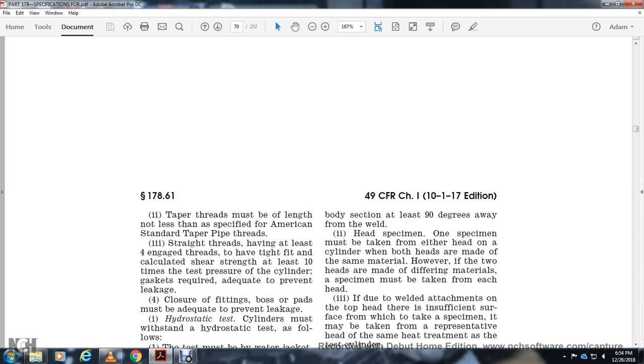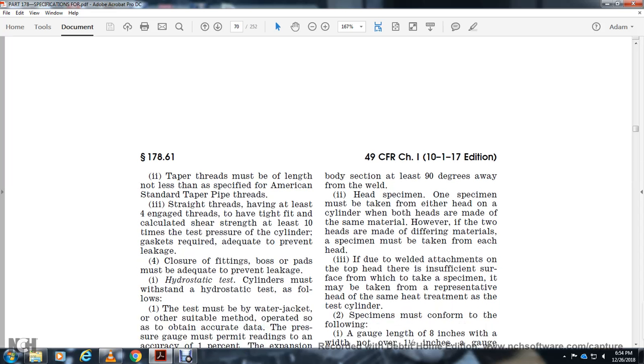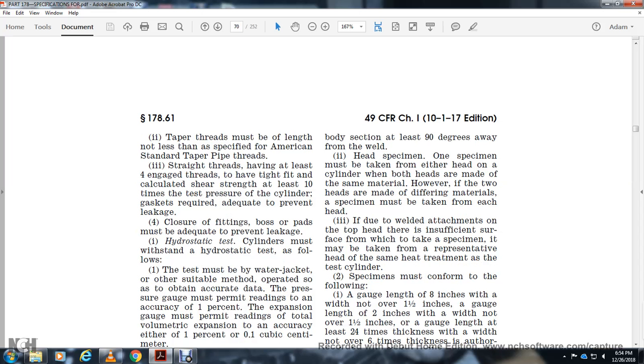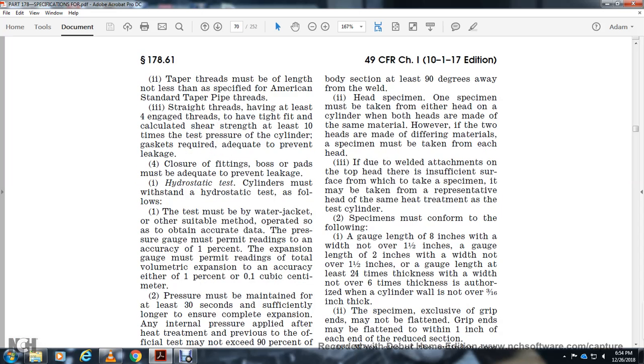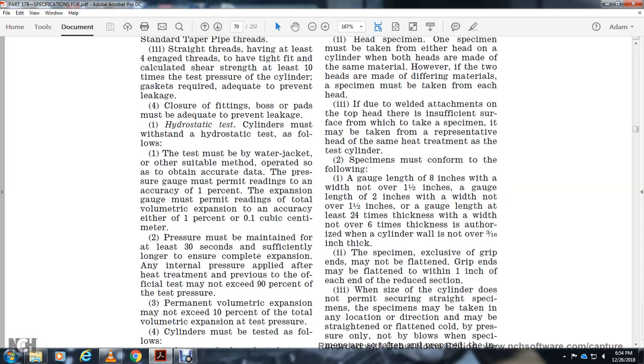The fittings above the pads must be adequate to prevent leakage. Pressure for the hydrostatic test: cylinders must withstand the hydrostatic test, which must be conducted with a water jacket or other suitable means, operated so as to obtain accurate data. The pressure gauge must permit readings accurate to 1%, and the equipment must permit the reading of total volumetric expansion with an accuracy of either 1% or 0.1 cubic centimeter. The pressure must be maintained for at least 30 seconds, and additionally lowered to ensure complete expansion, with internal pressure applied before heat treatment. The permanent volumetric expansion may not exceed 10% of the total volumetric expansion from the test pressure.